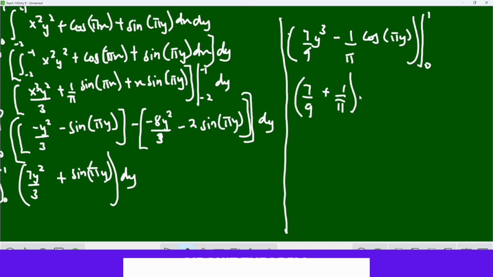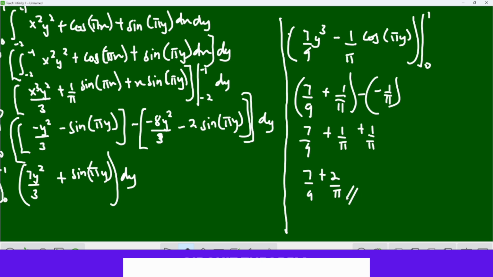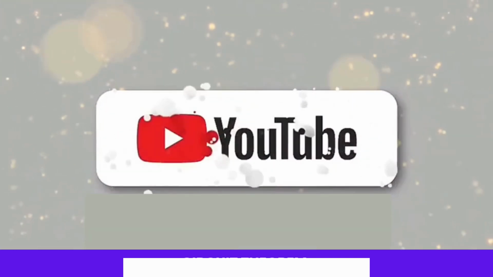All this minus the 0 aspect. The 0 aspect, when you put it here, it goes away. But when you have cos 0, you know cos 0 is 1. So 1 times negative 1 on pi is minus 1 on pi. Hence we have our 7 over 9 plus 1 on pi plus another 1 on pi. Hence we get 7 on 9 plus 2 on pi. Hence this is our solution. Thank you.